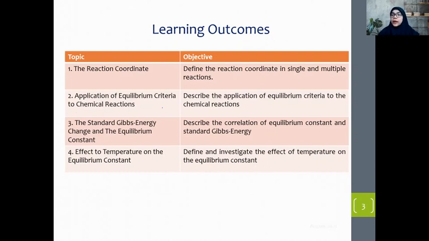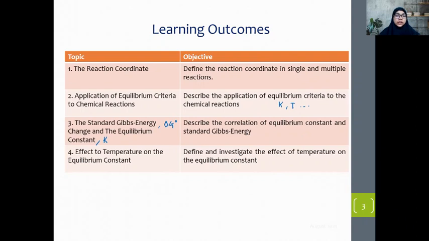How can you describe the equilibrium criteria for chemical reactions, such as the criteria based on the equilibrium constant, on the effect of the temperature, and so on. And then next, we will correlate it to the standard Gibbs energy change, delta G standard, and also the equilibrium constant. This correlation can be described by using the van 't Hoff equation.